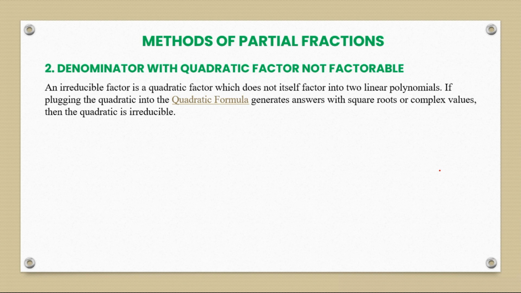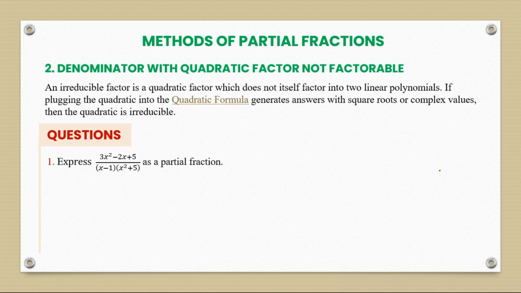So an irreducible factor is a quadratic factor which does not itself factor into two linear polynomials. If plugging the quadratic into the quadratic formula generates answers with square roots or complex values, then the quadratic is irreducible. So now what do these look like? We shall see them in our examples. So example number 1, we're being told to express 3x squared minus 2x plus 5 over x minus 1 times x squared plus 5 as a partial fraction.